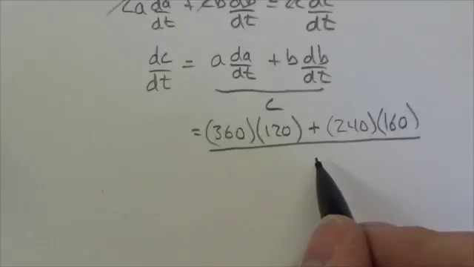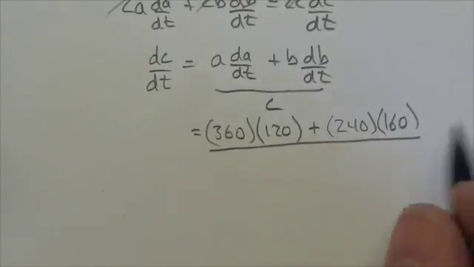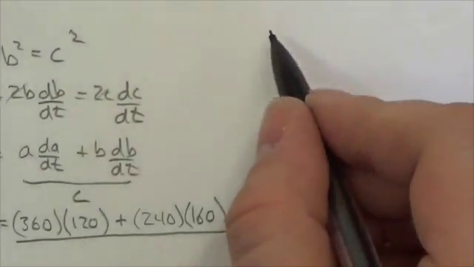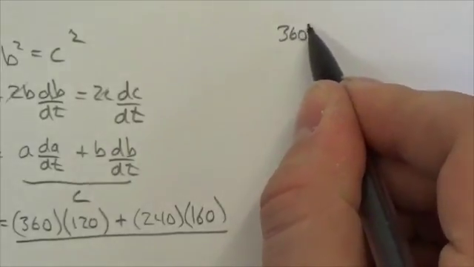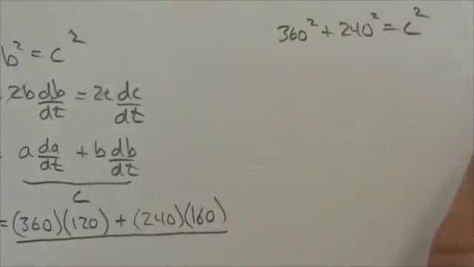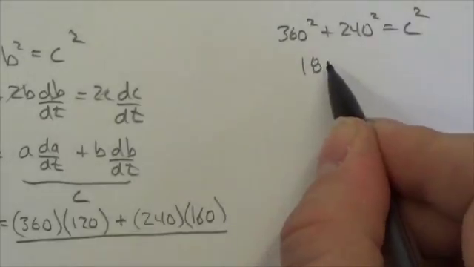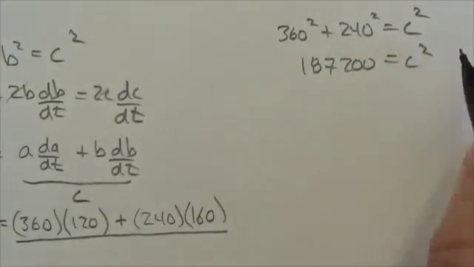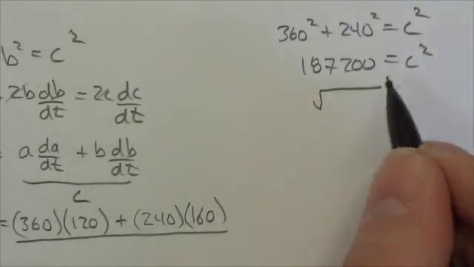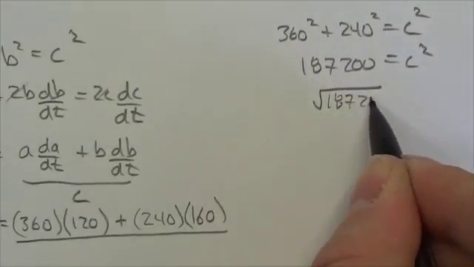Now, C. Okay, I don't know what C is. But fortunately, I have the Pythagorean theorem here. So I do have some information here. I know that A is 360 at that moment, and I know that B is 240 at that moment. What I don't know is what C is. So anyway, 360 squared plus 240 squared. Whoo boy, and I get 187200 is equal to C squared. I am hoping beyond hope that that works out to be a nice number. And it doesn't. So I know that C is going to be the square root of 187200.